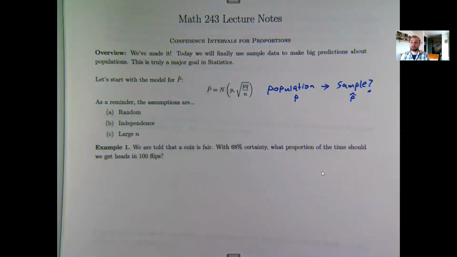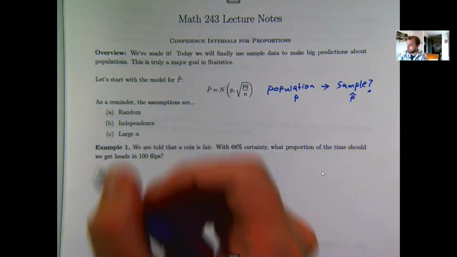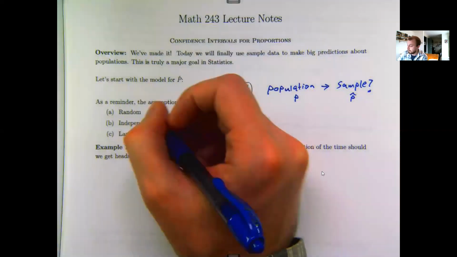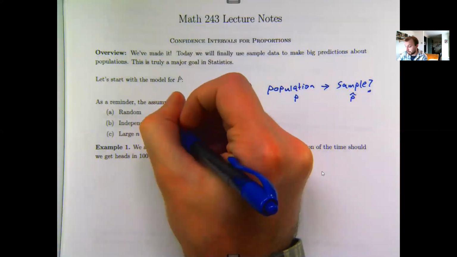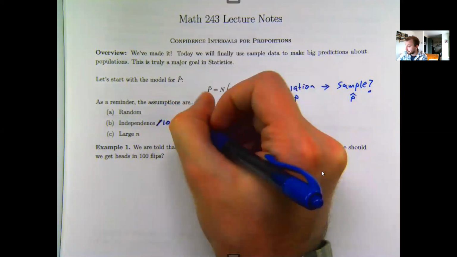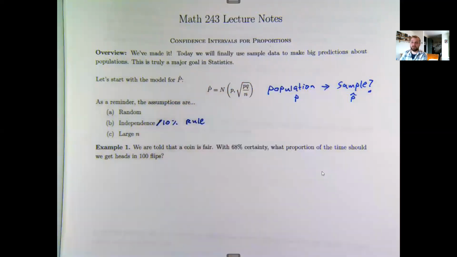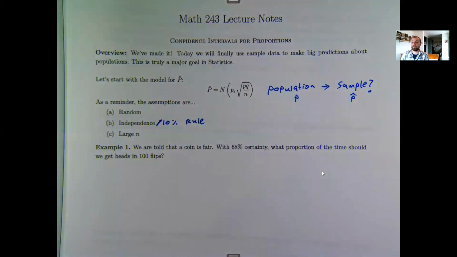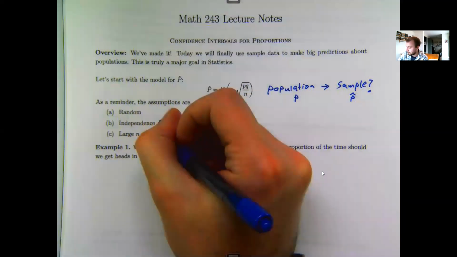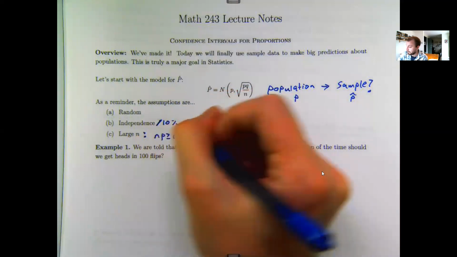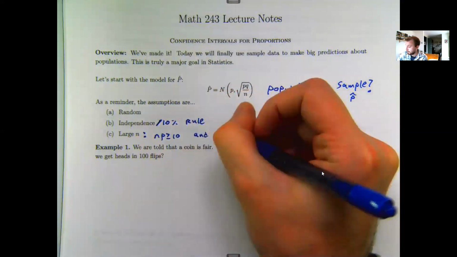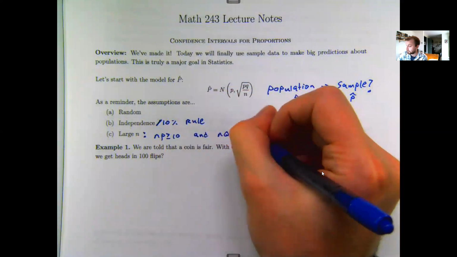There are three assumptions for using this model. Random, by that I mean no bias. Independence, one thing does not affect another, or I sample less than 10% of the population and I can assume that things are spread out enough they don't affect each other. And finally, large n. I need to have at least 10 expected successes and at least 10 expected failures.